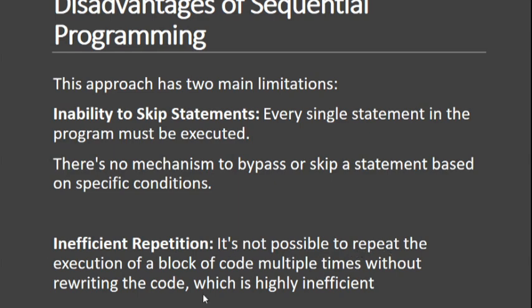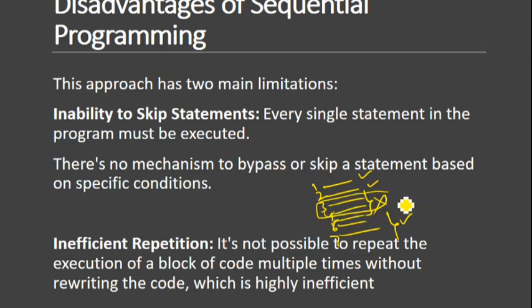It's not possible to repeat the execution of a block of code multiple times without rewriting the code, which is highly inefficient. For example, I wrote 10 instructions, 1, 2, 3, 4, 5, 6, 7, but I don't want to execute 4 and 5. So only 1, 2 and the remaining have to be executed, but it is not possible to skip selected lines based on a condition.